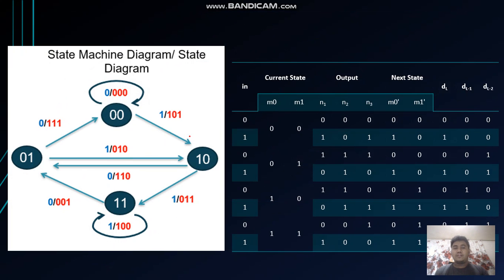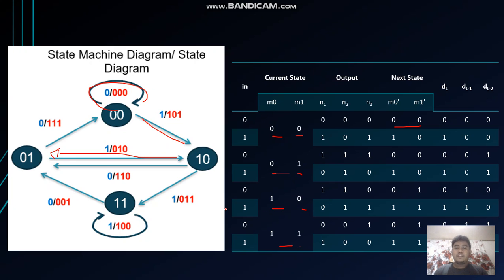So we have here our current states: 0 0, 0 1, 1 0, and 1 1. If our input is 0, it will be going back only to 0 0. This is the next state. If our input is 1, the next state will be 1 0. We'll be going here. So in 1 0, if our input is 0, the next output is 0 1.